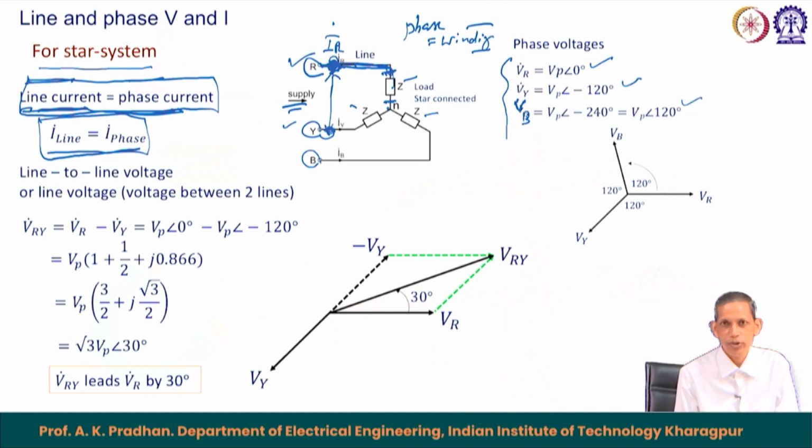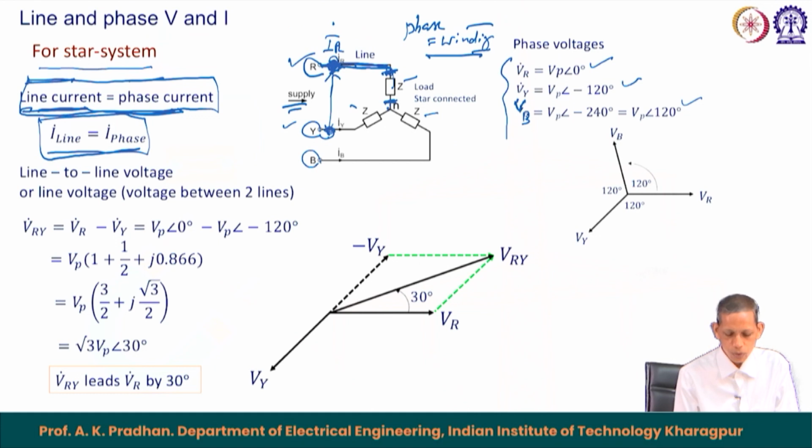Now, what about the phase voltage? As I said, phase equals the concept of winding, phase equals the impedance here. Therefore, the voltage across the winding or the impedance is called the phase voltage. So, once again, line voltage is between 2 lines, and phase voltage is the voltage across the winding or the impedance.